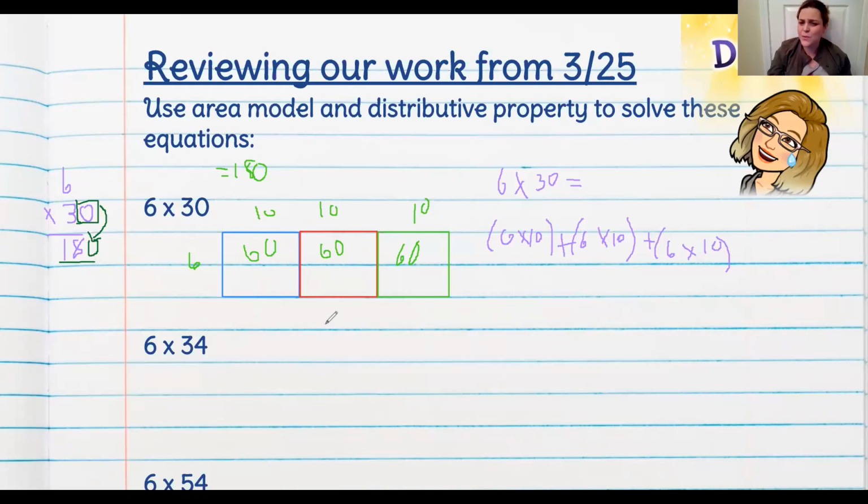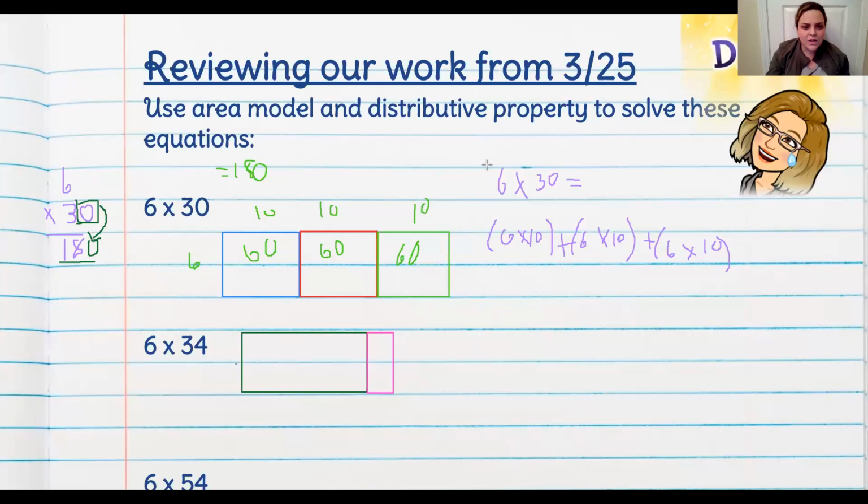So let's break it off. Now we know what 6 times 30 is, so I am not going to do that. I'm going to decompose it differently now, especially now that I know what 6 times 30 is. So let me draw my area model. I'm going to decompose the 34 into a 30 and a 4.